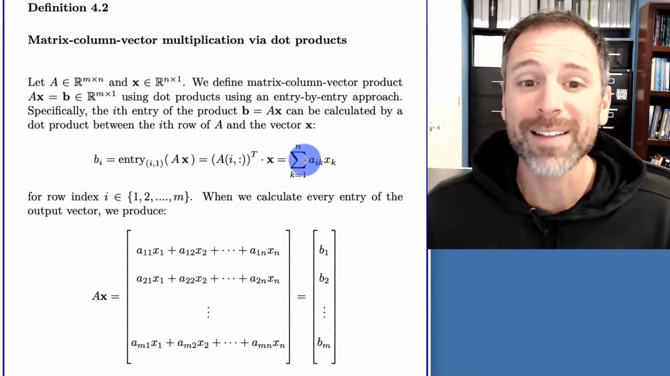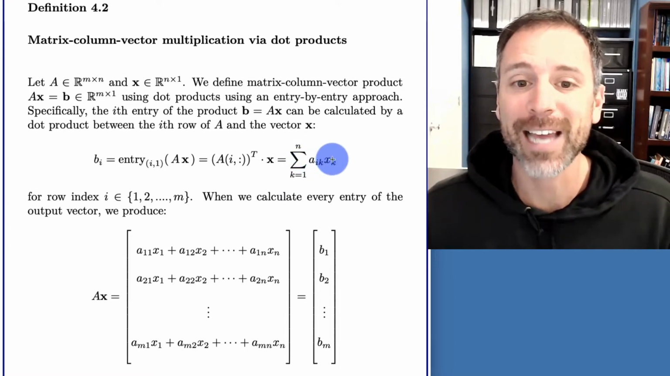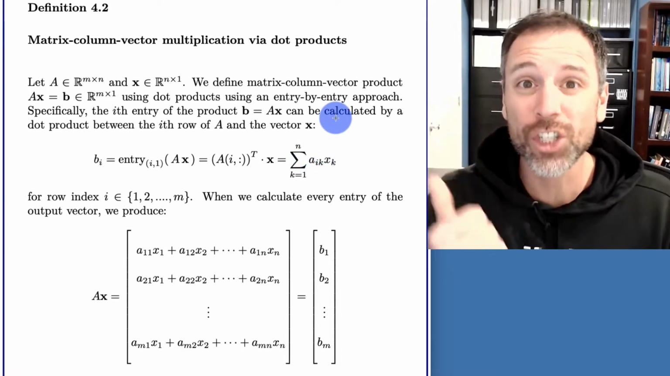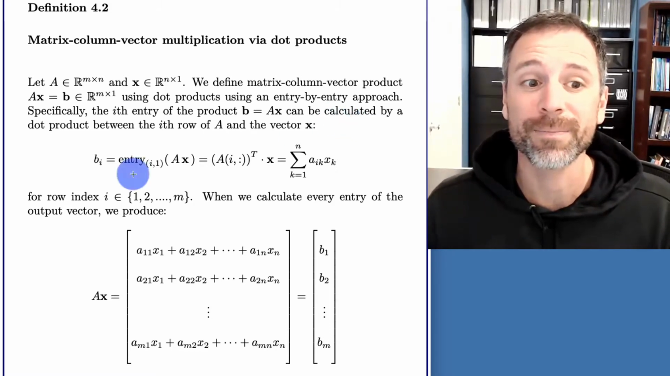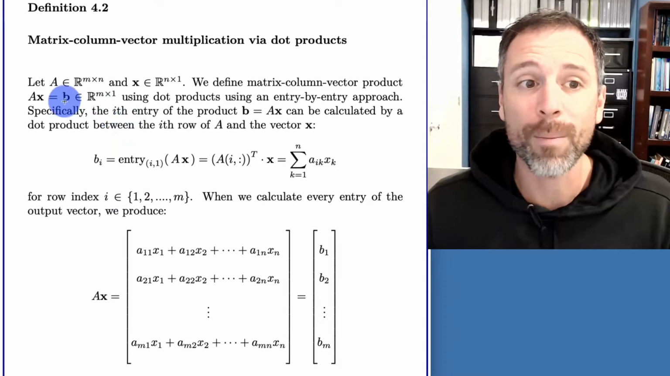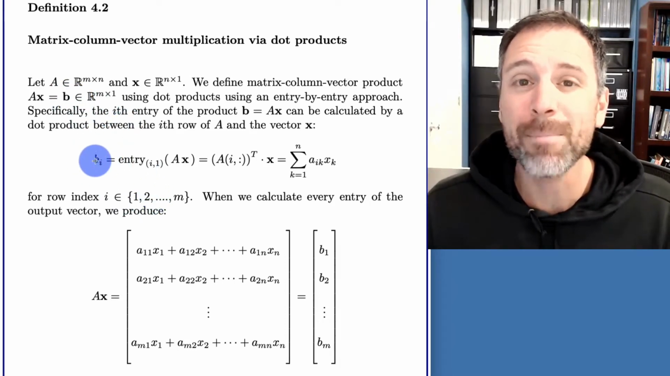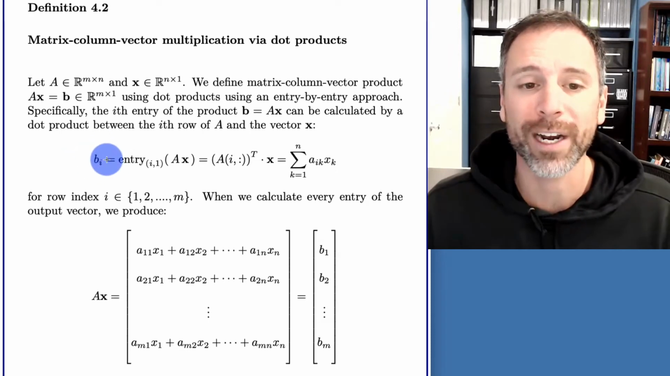We of course can write this in summation notation as the sum for k goes from 1 to n of a_ik times x sub k, which we're going to see in just a minute when we do our analysis. This is true for all i from 1 to m. Remember, the output vector has m rows and 1 column, so there are going to be m different scalar outputs that we're going to calculate.